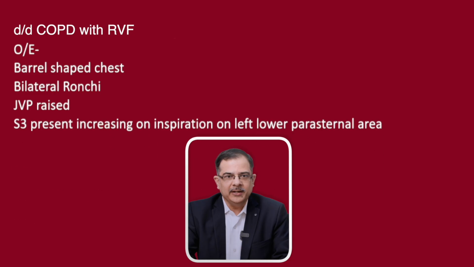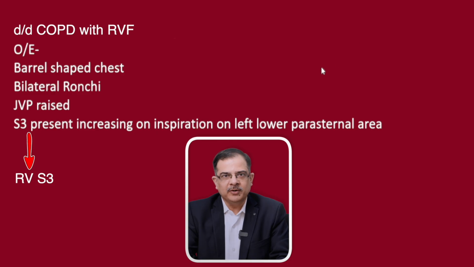JVP is raised and patient has S3 which increases on the inspiratory phase on left lower parasternal area. So that means this S3 is right ventricle S3 because it increases on the inspiratory phase and it is over the tricuspid area, that is a right ventricle area, which is also known as the left lower parasternal zone. So, patient has a COPD, swelling of the feet. That means there is some sort of a right-sided heart disease which is developing.